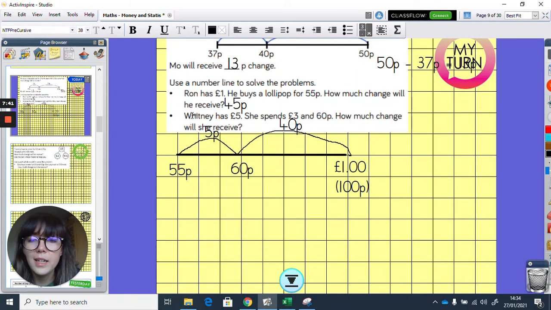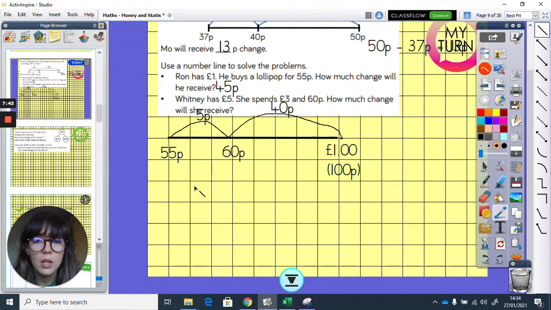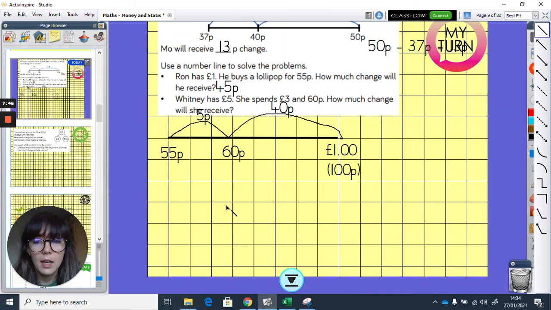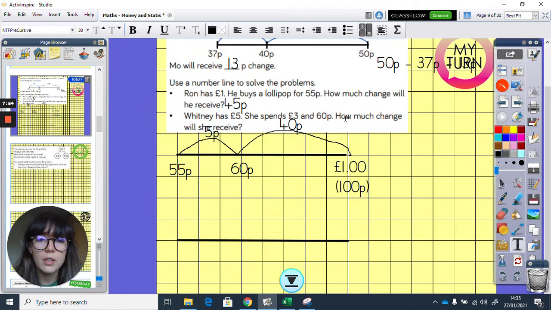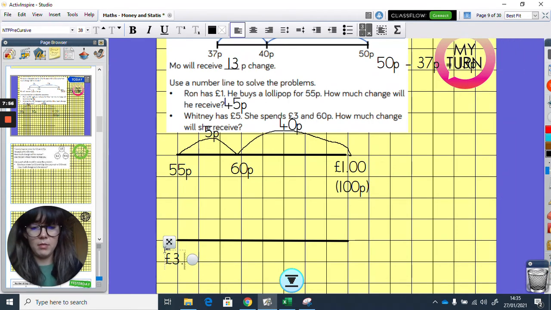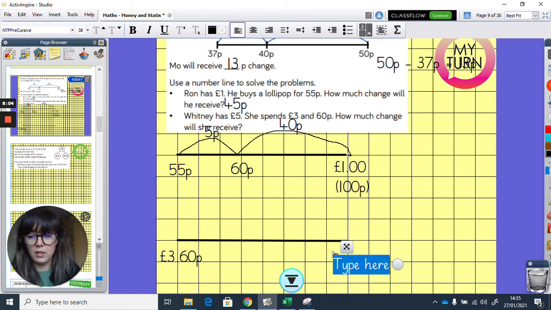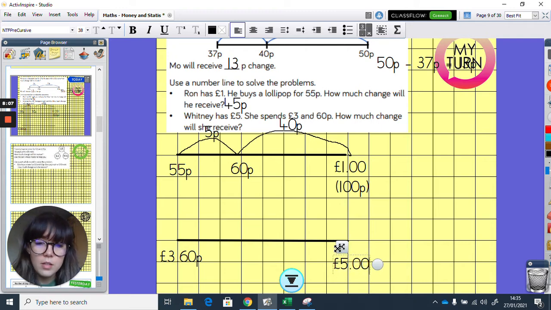Right, let's do the next one. So, Whitney has £5. She spends £3.60. How much change will she receive? So again, we're going to do a takeaway question. We're starting off at the smallest amount of money, £3.60. And we're ending up at the largest amount of money, the money that she gives, okay? And that is £5. So, I need you to count up to get from £3.60 to £5, okay? Remember, we've got pounds and pence in this one.